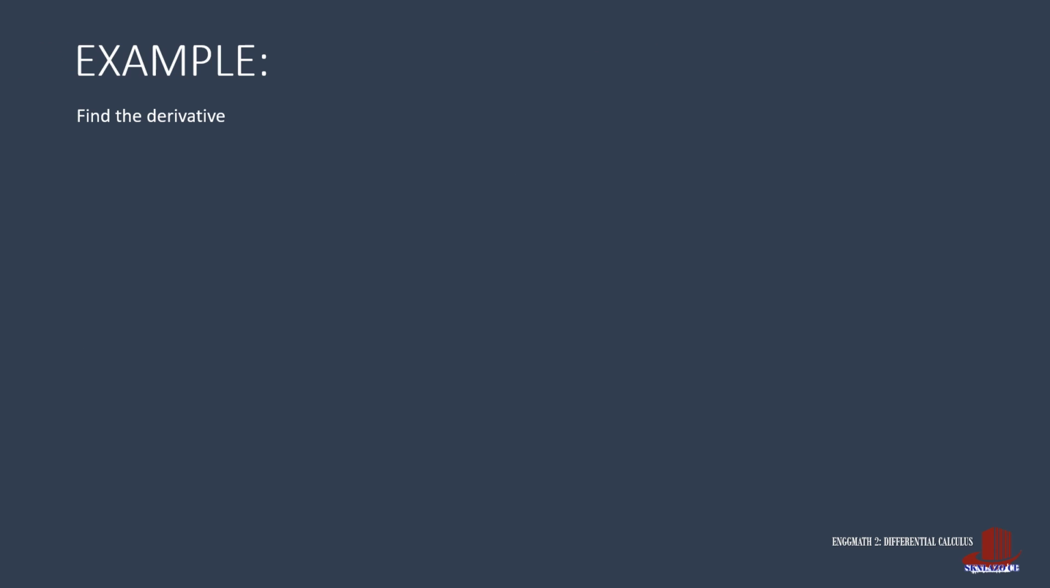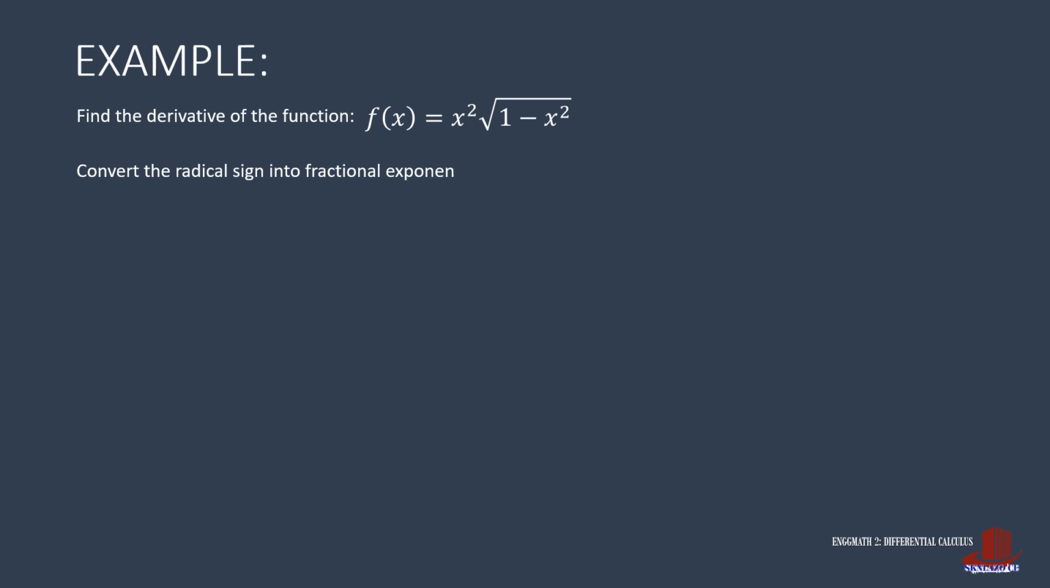The second example for general power formula includes the function y as equal to x squared times the root of the binomial 1 minus x squared. In order to solve the function, convert the radical sign into a fractional exponent. The root of 1 minus x squared can also be written as the same binomial, 1 minus x squared raised to 1/2. Now we are ready to differentiate the function.